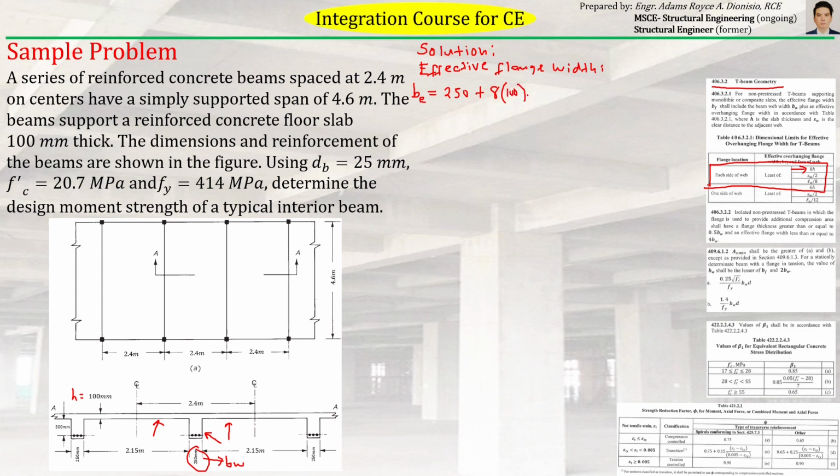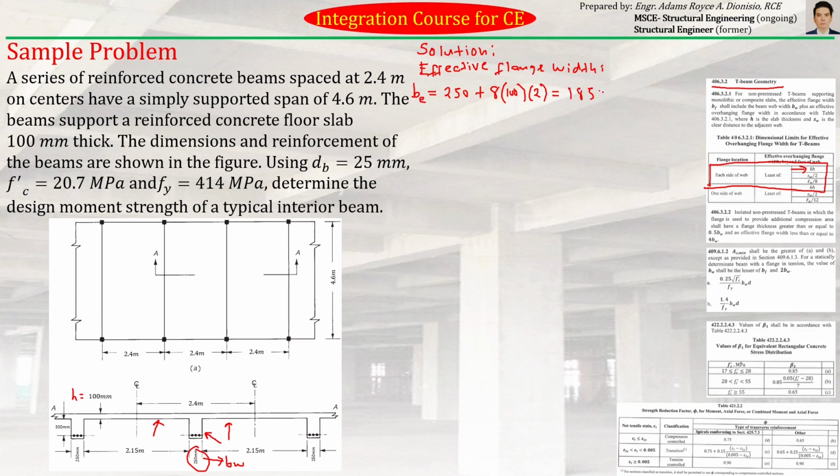But you have to take note that the 8h is on each side of the web. Since there are two sides of the web, we multiply this by 2. So therefore, what comes out will be 250 plus 8 times 100 times 2. So that will be 1850 mm.